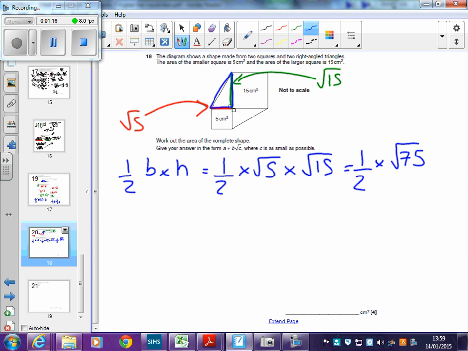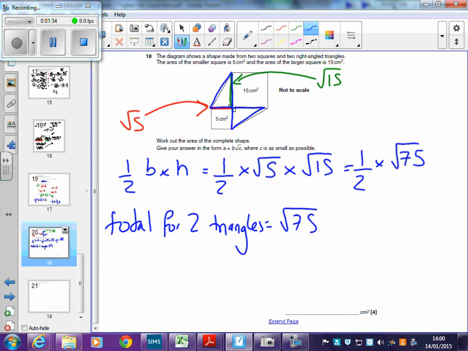We've got two of those because we've got another one down there. So total for two triangles is equal to 2 lots of a half of that, or root 75. Now, whenever you get a surd, just like with fractions, you have to write them as simply as possible, and root 75 isn't as simple as possible. The way you tell is if there's a square number that can go into the number inside of the surd, it's not as simple as possible.